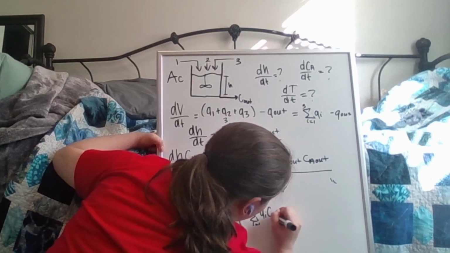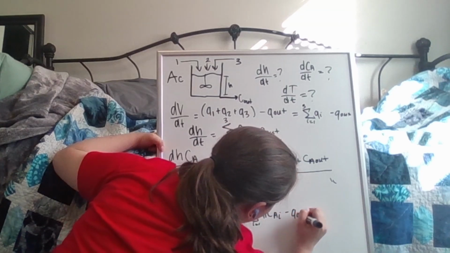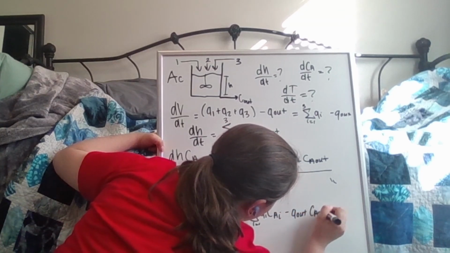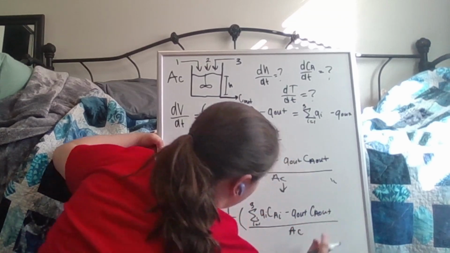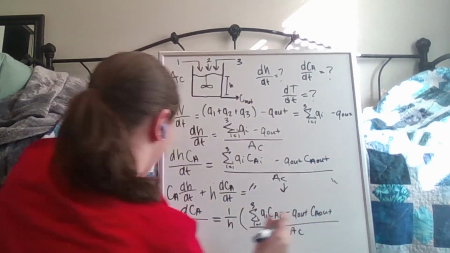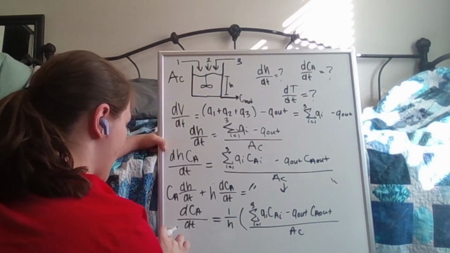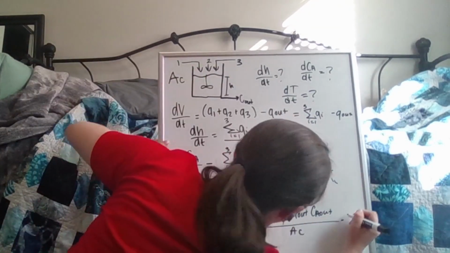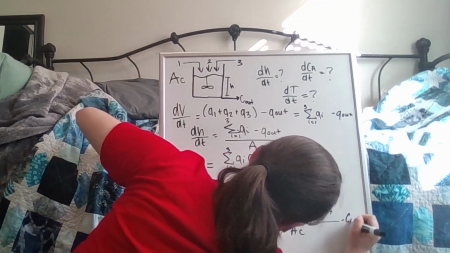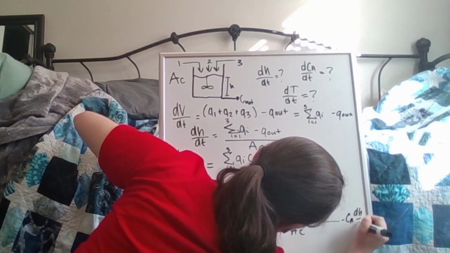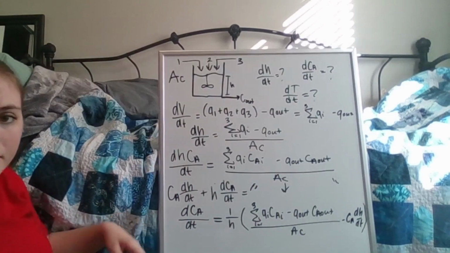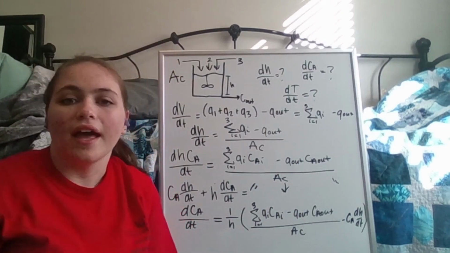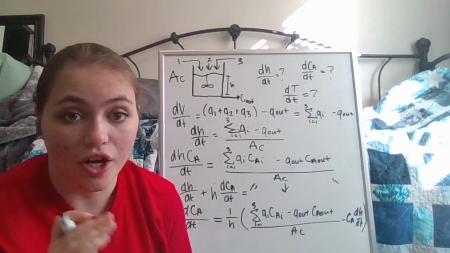Q_i, C_A,i minus Q_out, C_A,out, all over A_C, and then we have minus C_A dh/dt in parentheses. Can you see that? Yes, you can. Okay, so that is for our concentration.